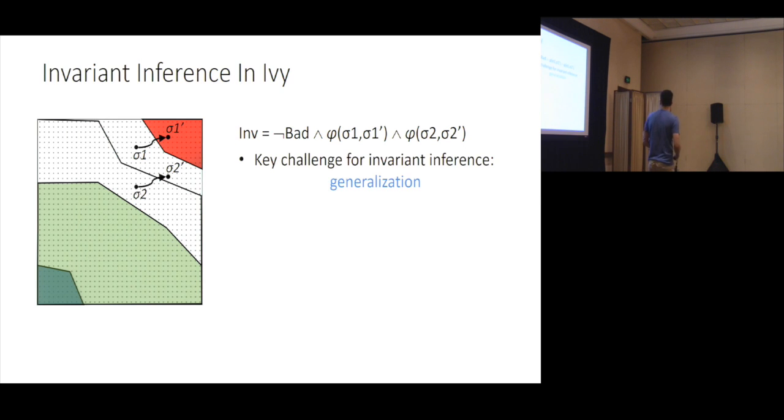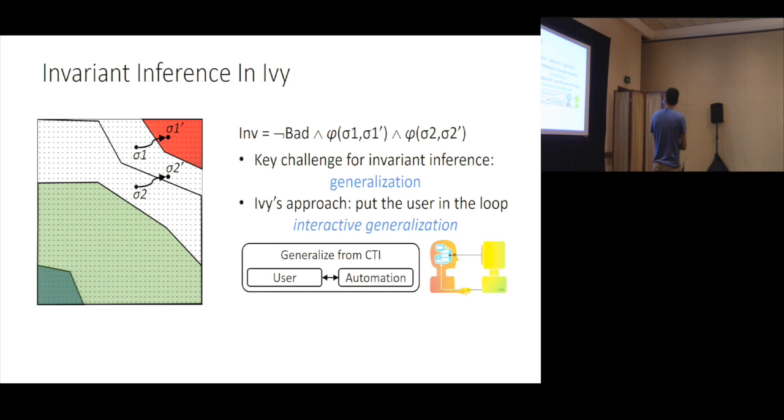And the key challenge for this process is the generalization. How do you go from this counterexample or from this one to what you want to exclude? And our key idea for this in Ivy is to put the user generalization at this in the loop of invariant inference and generalization. And we have a methodology for interaction that I will now demonstrate.